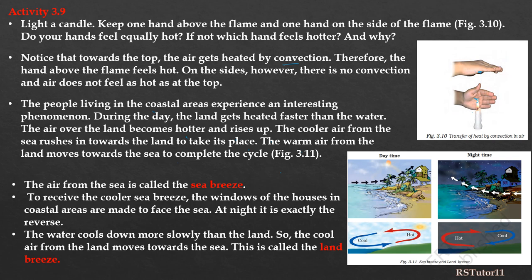As you can see in this figure 3.11, this is daytime, this is nighttime. During the daytime, the land gets heated faster than the water. The air over the land becomes hotter and rises up. The cooler air from the sea rushes towards the land to take its place. The warm air from the land moves towards the sea to complete the cycle.